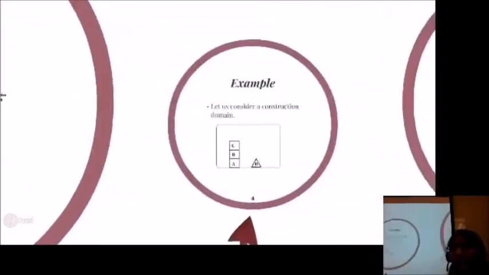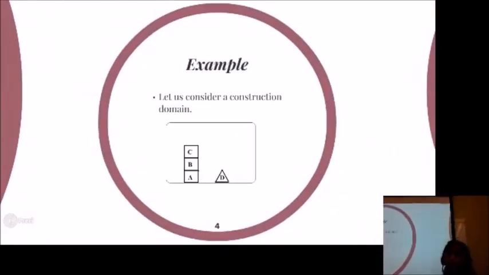So let's consider an example of the construction domain. If we want to build a tower, like say A, B, C, and then D above it, we would have three goals here, like on of AB, on of BC, and on of CD.